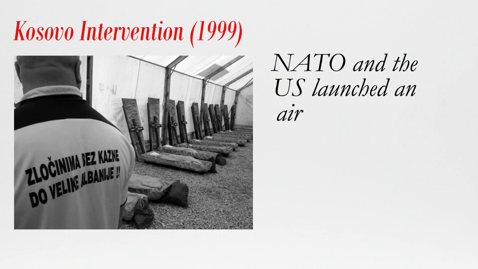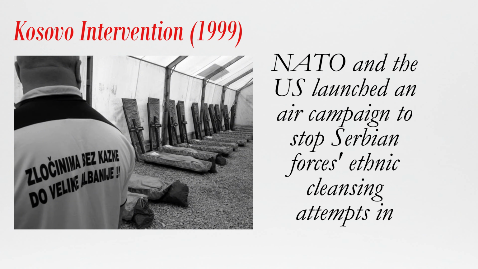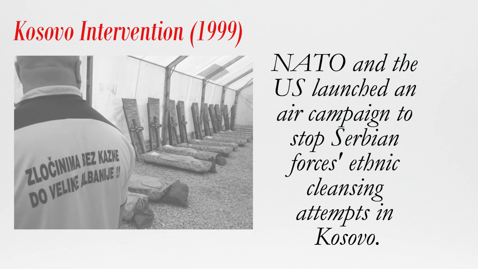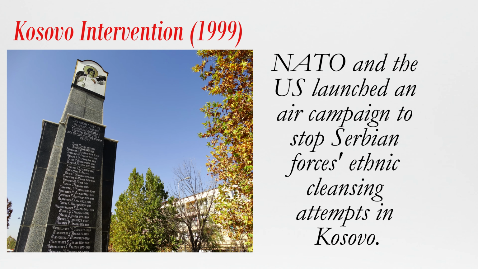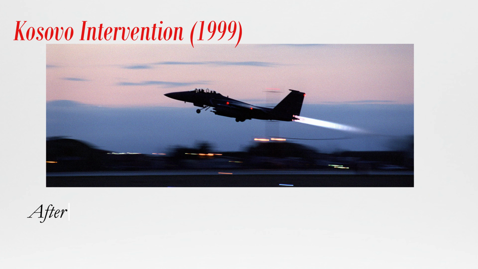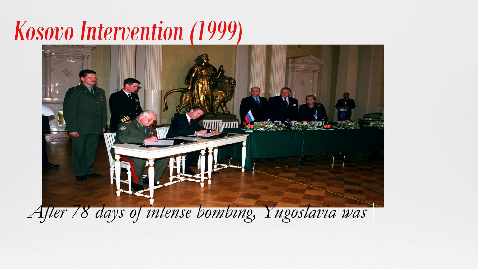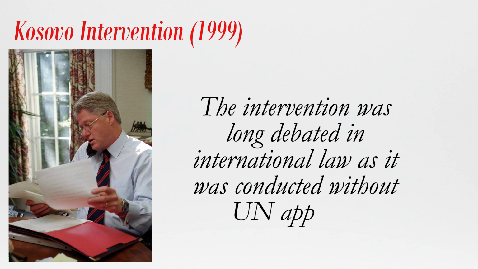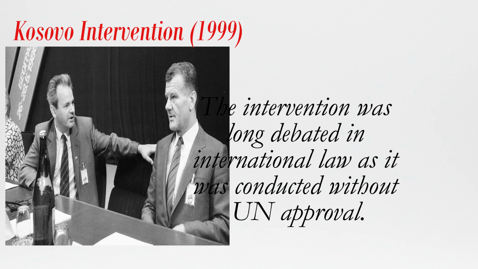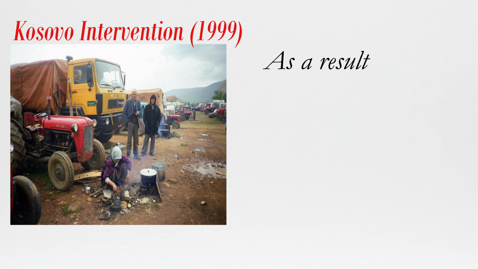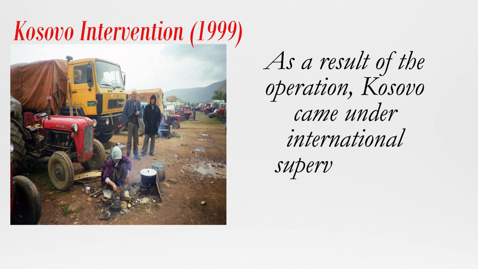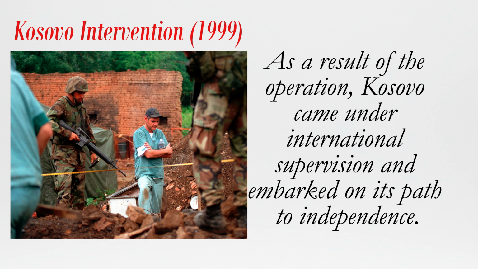NATO and the US launched an air campaign to stop Serbian forces' ethnic cleansing attempts in Kosovo. After 78 days of intense bombing, Yugoslavia was forced to back down. The intervention was long debated in international law, as it was conducted without UN approval. As a result of the operation, Kosovo came under international supervision and embarked on its path to independence.